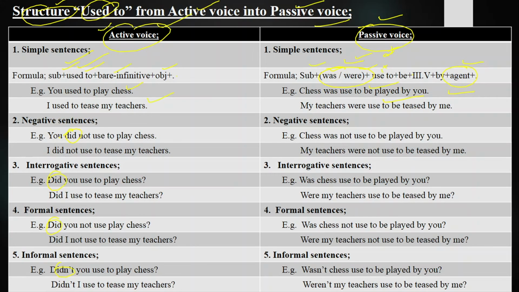Negative sentences, in which we deny the statement. I did not used to play chess. Chess was not used to be played by me, by you. I did not used to tease my teachers. My teachers were not used to be teased by me.